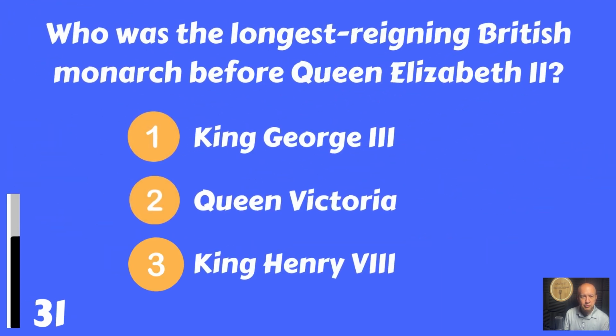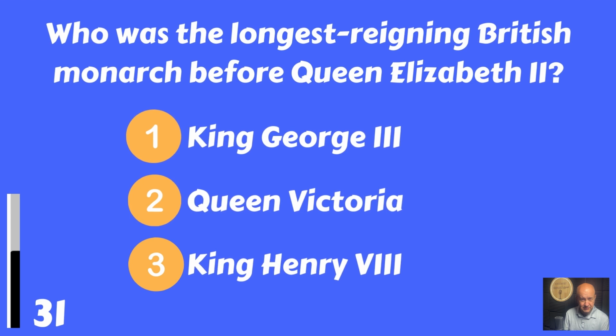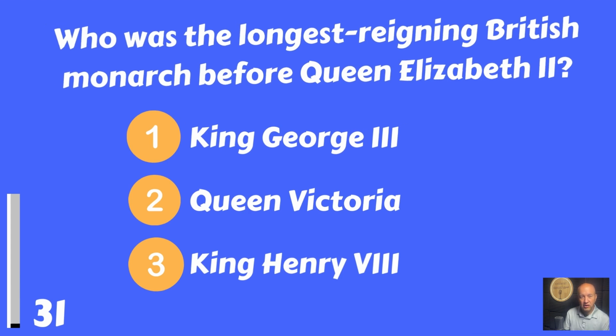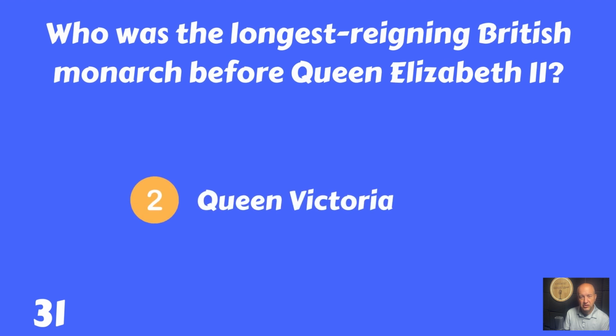Who was the longest reigning British monarch before Queen Elizabeth II? Was it King George III? Was it Queen Victoria? Or was it King Henry VIII? The longest reigning British monarch before Elizabeth II was Queen Victoria.